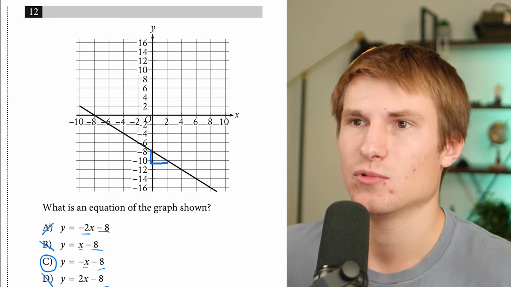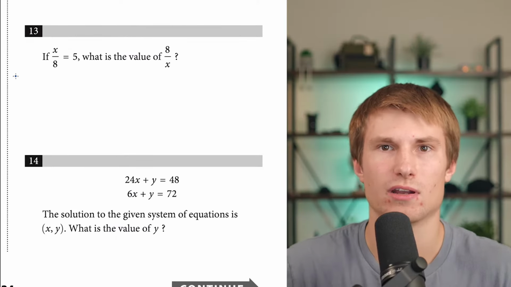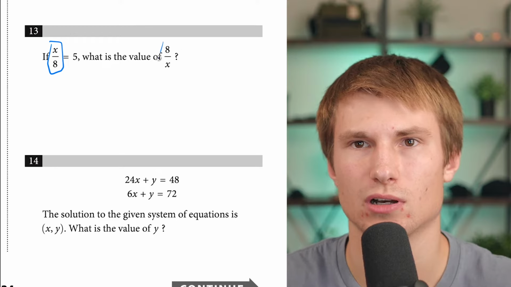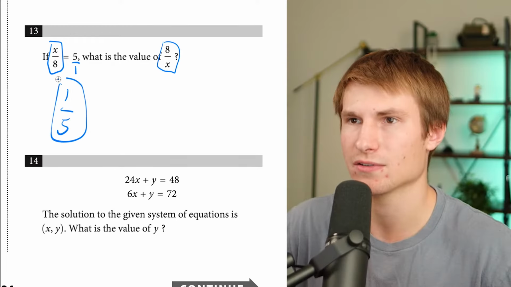Okay, so let's go ahead and move on to number 13. We got, if x over 8 is 5, what's the value of 8 over x? I see that this is just the reciprocal of this. So I can just take the reciprocal of 5 over 1, which would give me 1 over 5. So our answer is 1 over 5.